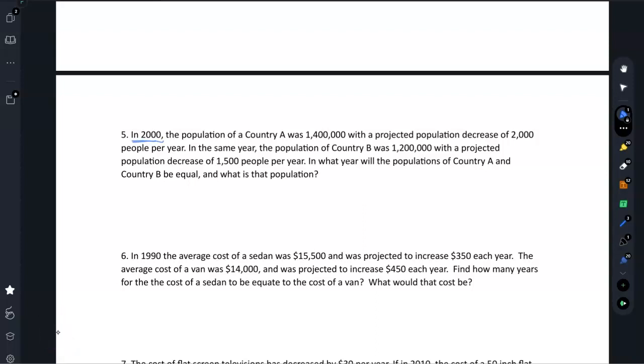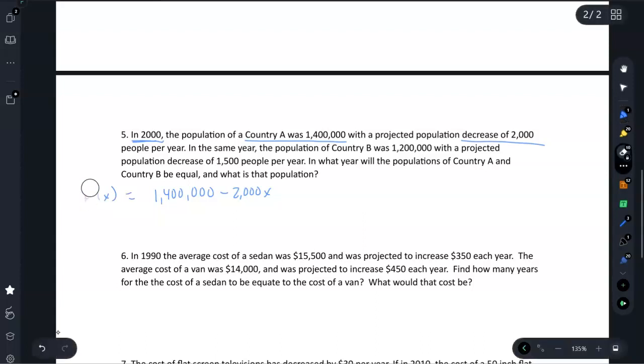I'm not going to do anything with that until it comes time to answer the question. But if I want to write the equation for country A, I am starting with 1,400,000. And that's decreasing, so that's going to be minus 2,000 people per year. So I'm going to let x represent the amount of years. So that would be the equation, and if I wrote it like this, f of x, that's that equation.